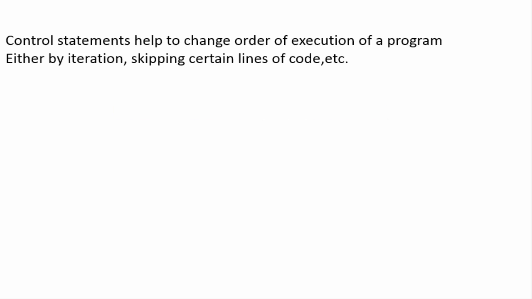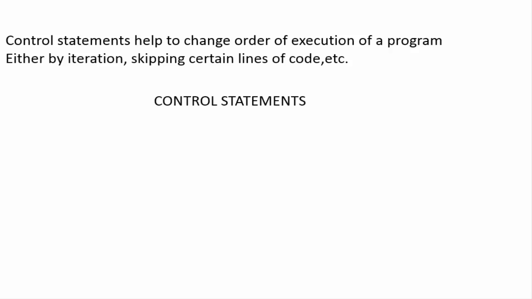Before starting, I would like to tell you what exactly a control statement is. A control statement is a statement that helps you to change the order of execution of your program. Normally we execute a program from top to bottom in a sequential order, but in certain cases, if you want your program to behave in a different manner, that is, skip certain statements or repeat execution of certain statements, for that purpose we use control statements.